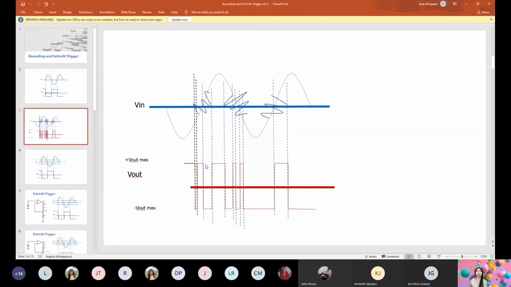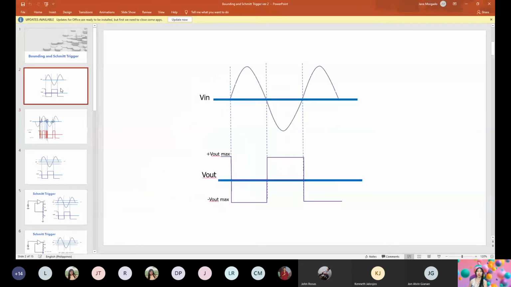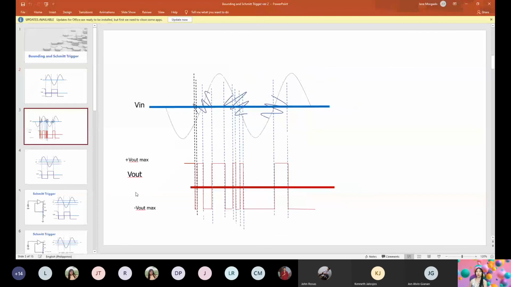Somewhere here it crosses the reference voltage, so it toggles again. And then around here it crosses the 0 volt reference level again, so it toggles. So what do you think will happen to the output voltage? Compare slide number 1 and slide number 2. What can you say?